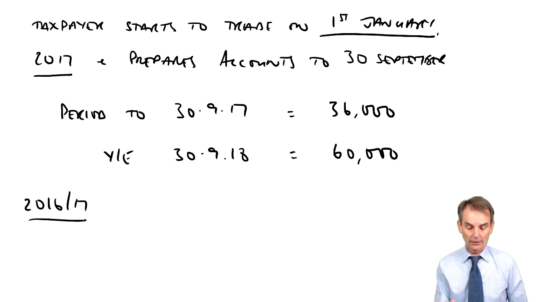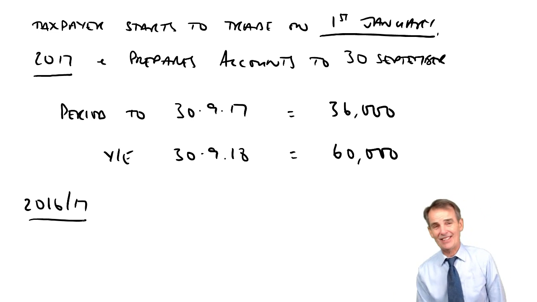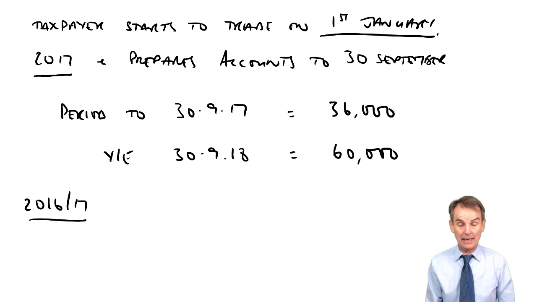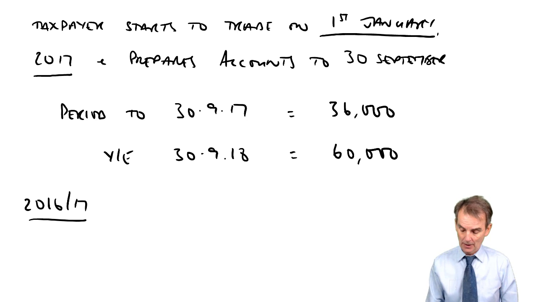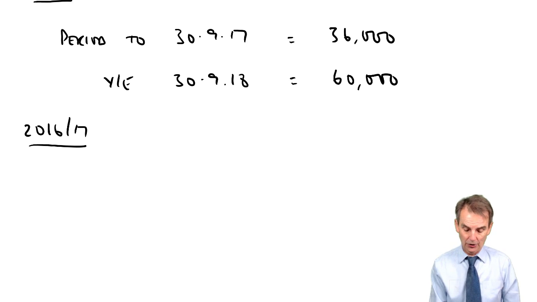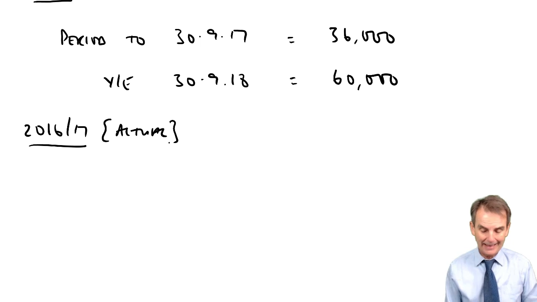Now, please be very careful on this. Often students see, oh, if we started in 2017, then the first tax year will be 17-18. No, it doesn't work that way. Look at the tax year in which you started to trade. 1st of January 17 falls within the 2016-17 year. Now, what basis of assessment do we use in the first tax year? No choice here. It is actual.